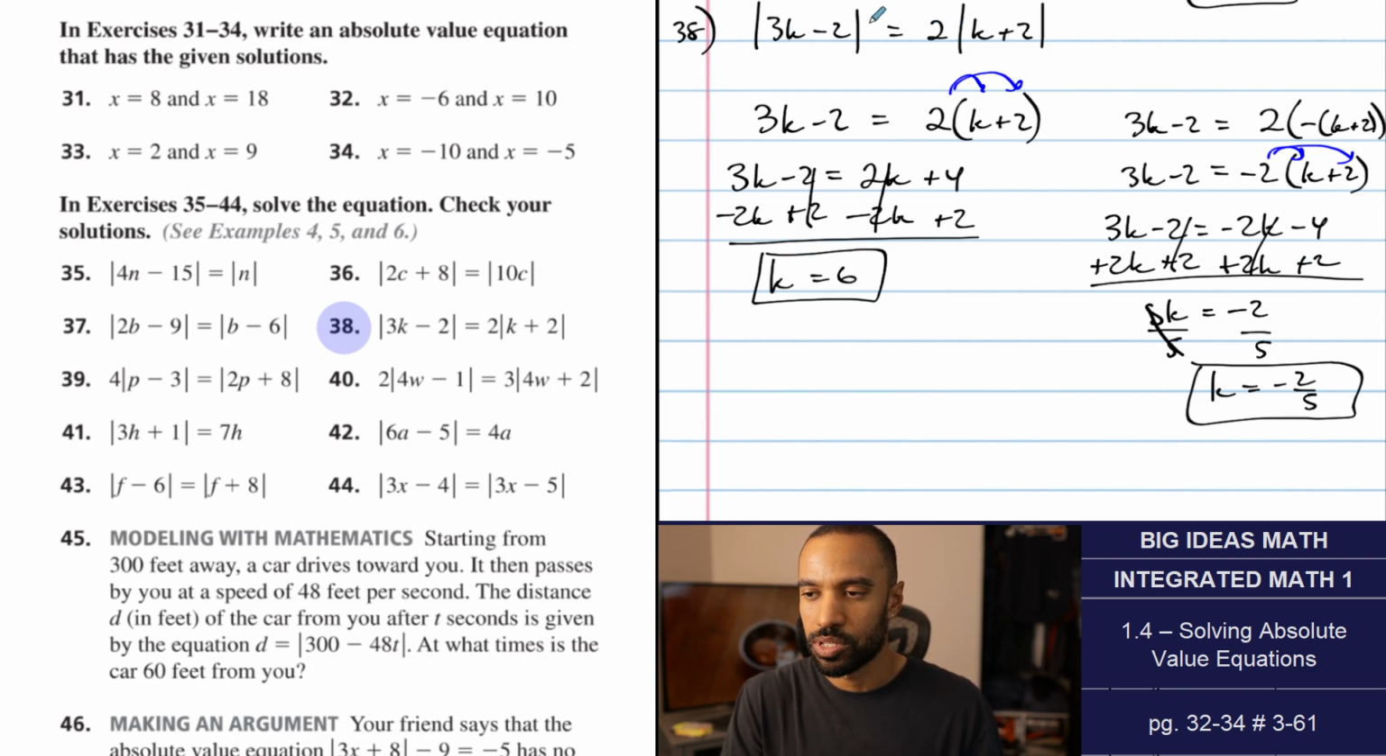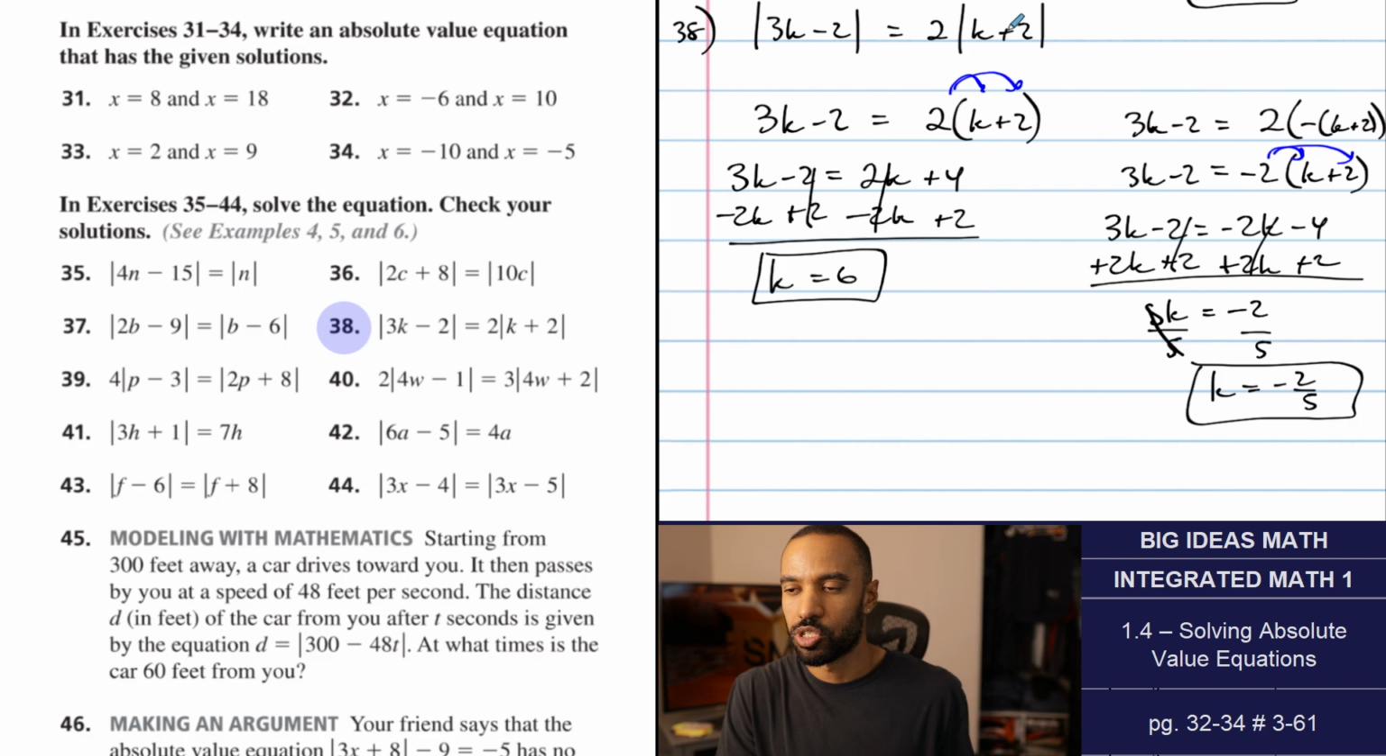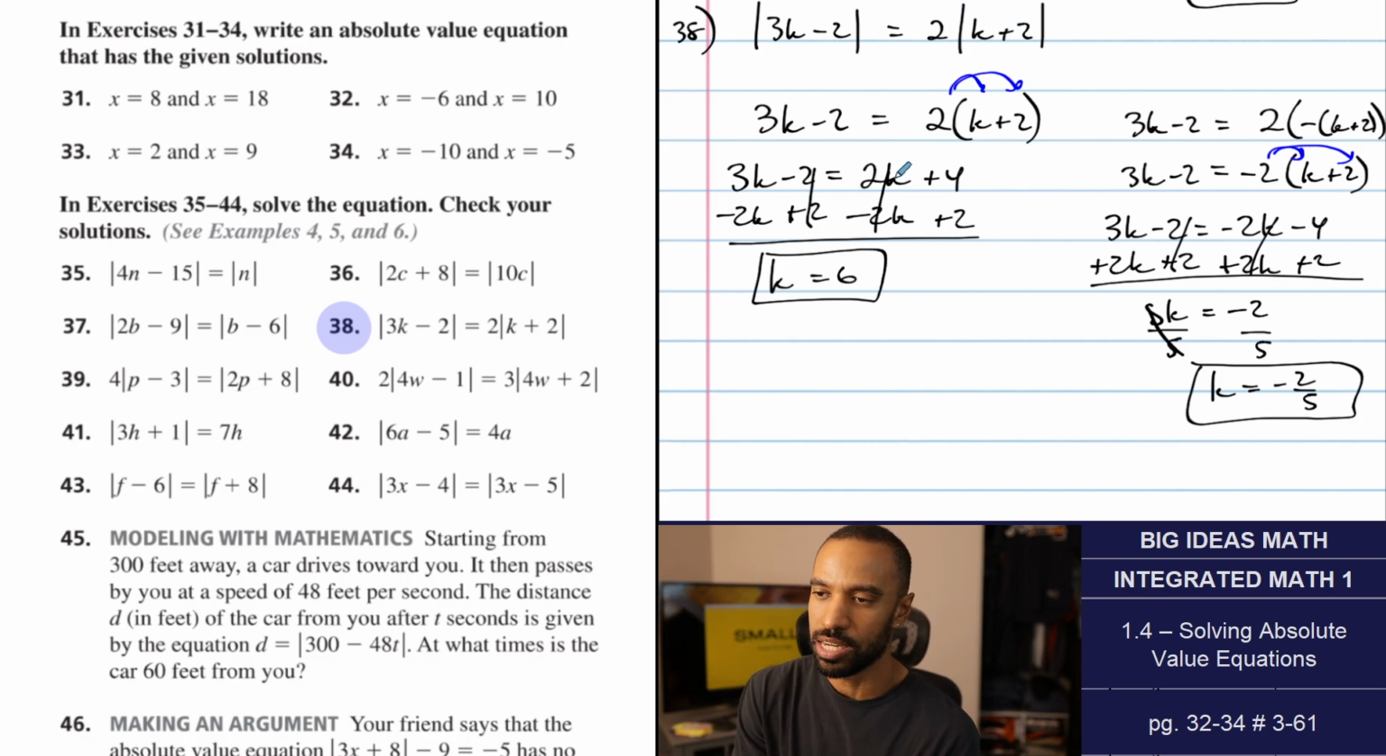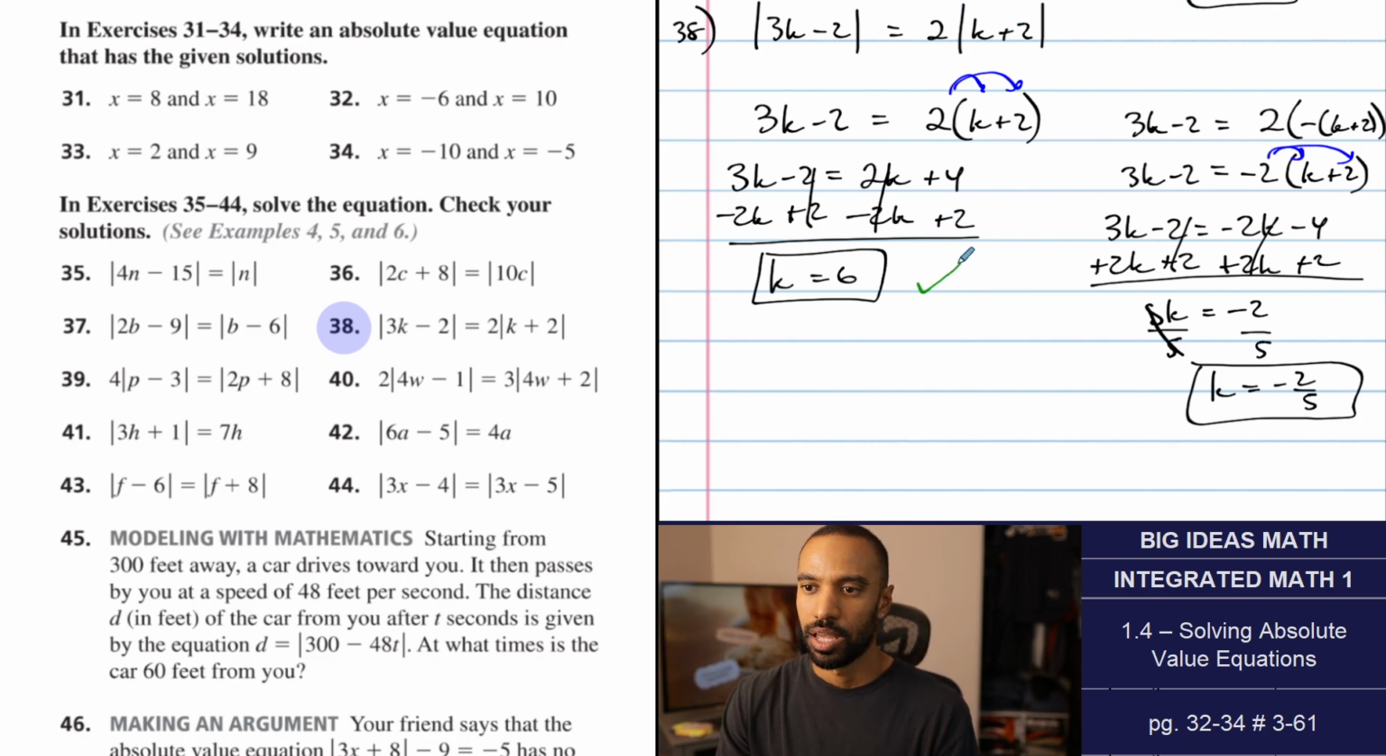6 times 3 is 18 minus 2 is 16. Absolute value of that is 16. 6 plus 2 is 8. Absolute value of 8 is 8. 2 times 8 is 16. 6 works fine. Negative 2/5.